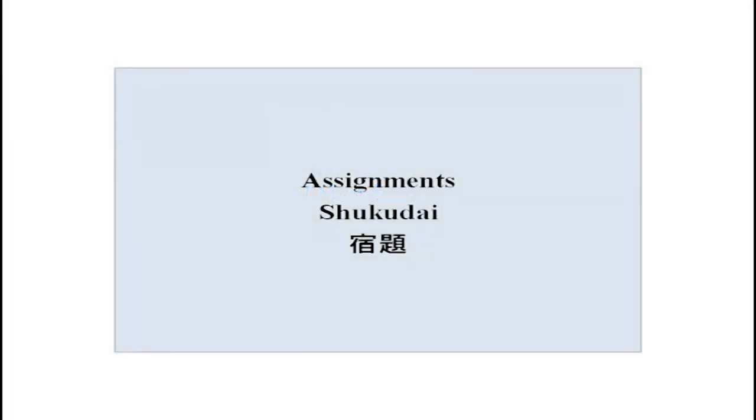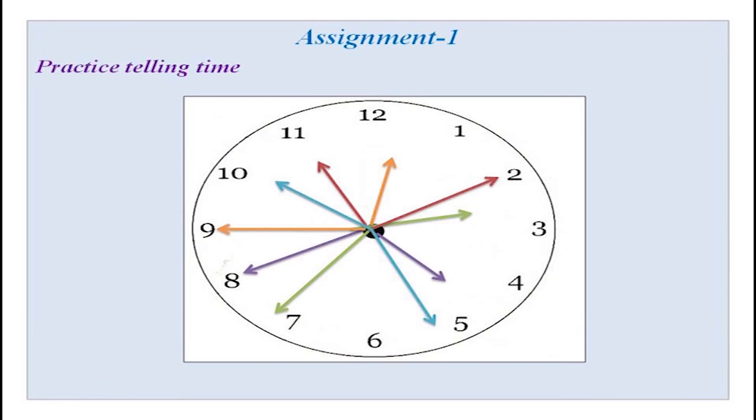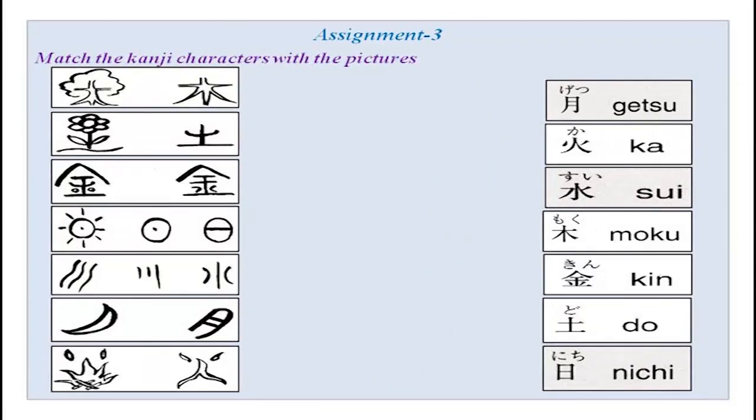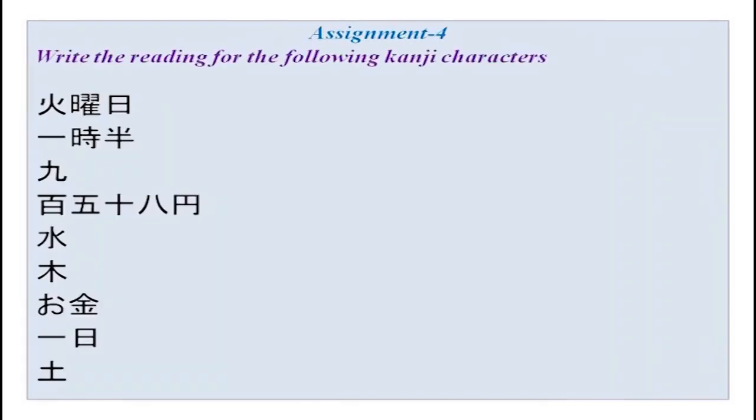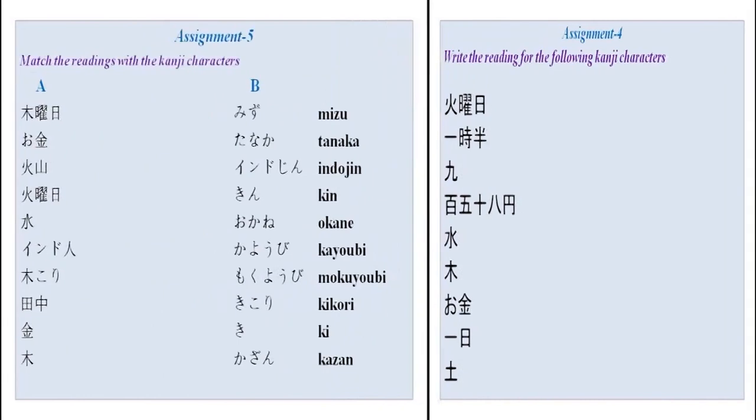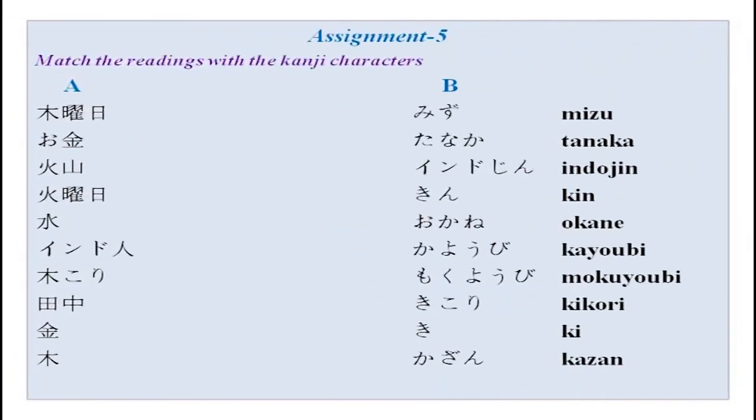And now it is time for you to do your assignments, to take down your assignments and do them at home. Practice telling time like this. You can ask, ima nanji desu ka? And you can answer, or your partner can answer, or you can also say ima, whatever time it is. Now these pictures we have done here in class, the days of the week are given over here. You have to match the kanji characters with the pictures. Then write the readings for the following characters like your previous exercise in the previous lesson. And of course over here you have to match the readings with the kanji characters.